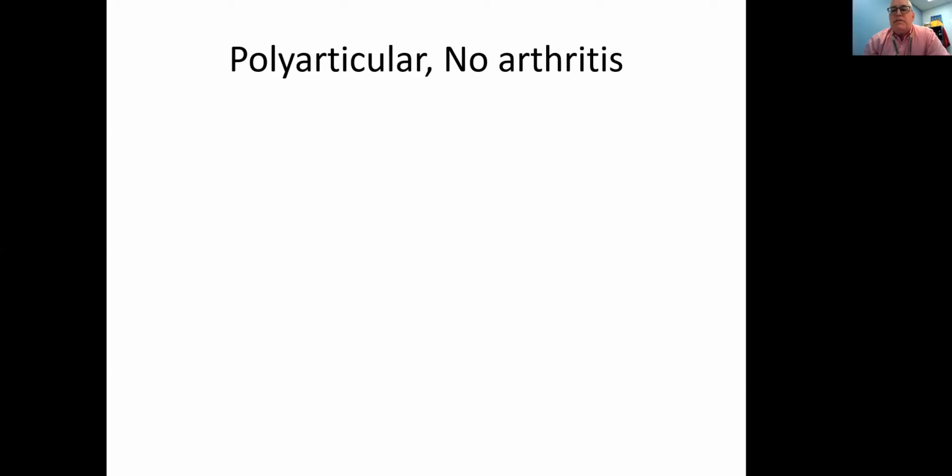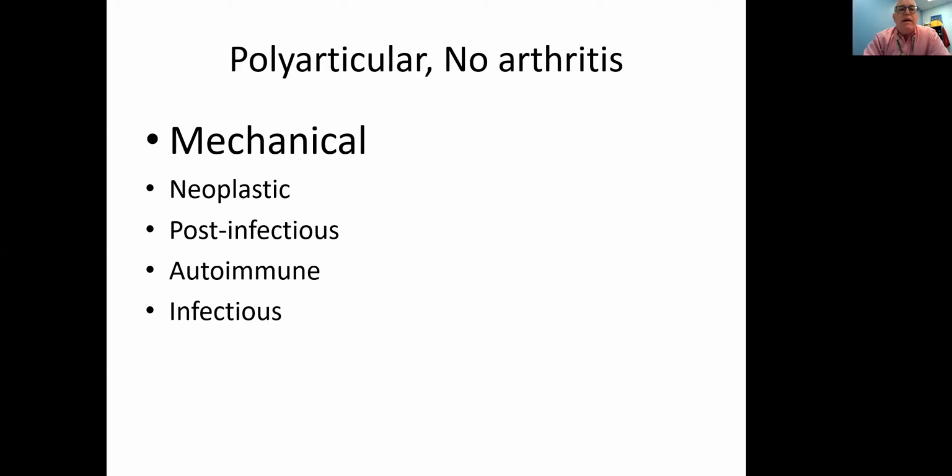Polyarticular no arthritis. This is our last category. So think about categories of etiology: infectious, post-infectious, autoimmune, mechanical, neoplastic. Mechanical is the biggest one here. This is also a group that are going to be the sickest and the least sick. So it's important to look at warning signs in these patients. But mechanical is the most common.